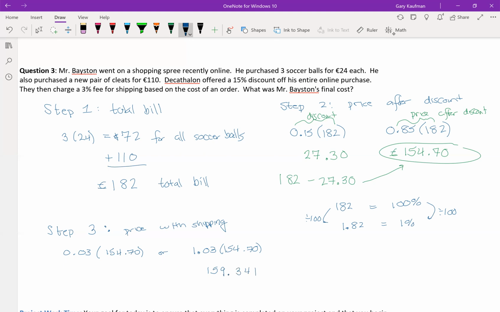And I'm going to get 159.341. I'm dealing with money, so I have to round to 2 decimal places. So it's 159.34 is my final price. So this is my final price for Mr. Basting. Again, if you had done the other method, you would have found 3% and had to add that to the 154.70. So these are the answers to these 3 questions.